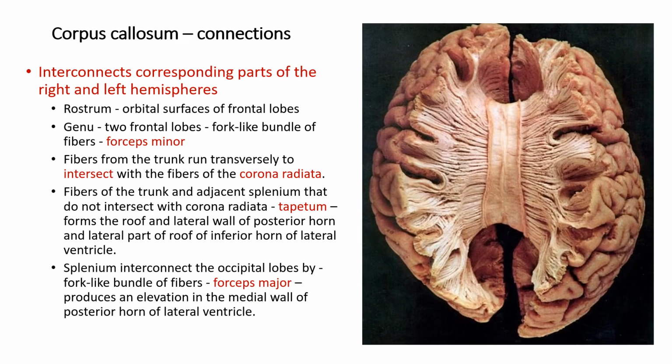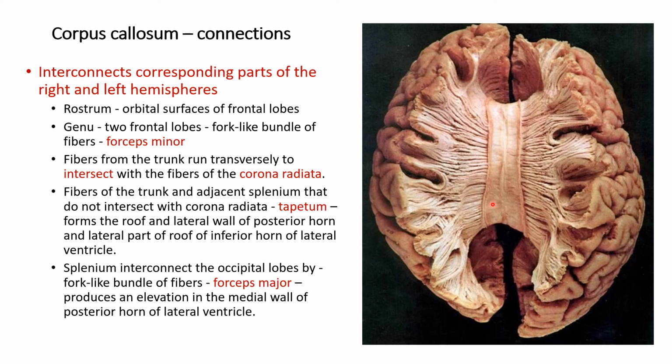We all know that the corpus callosum is a band of white fibers that connect the corresponding parts of the right and left hemispheres. So let us see what parts are interconnected. Anteriorly is the genu, and its continuation down is the rostrum. The rostrum will connect the orbital surfaces of the frontal lobes. Whereas the genu, this is the bend, interconnects the two frontal lobes by means of a fork-like bundle of fibers known as the forceps minor.